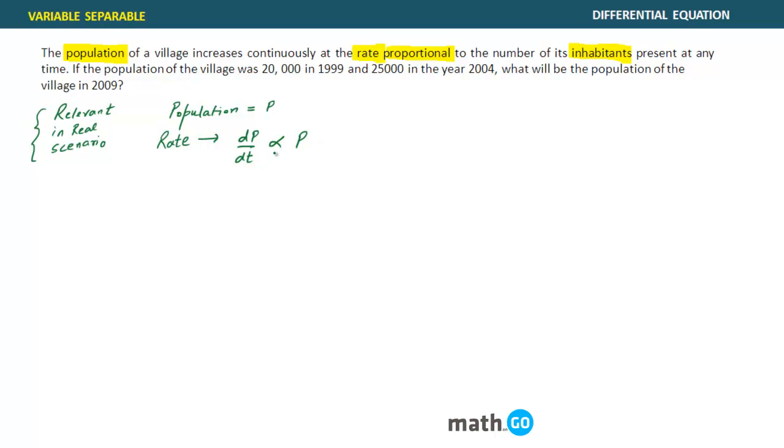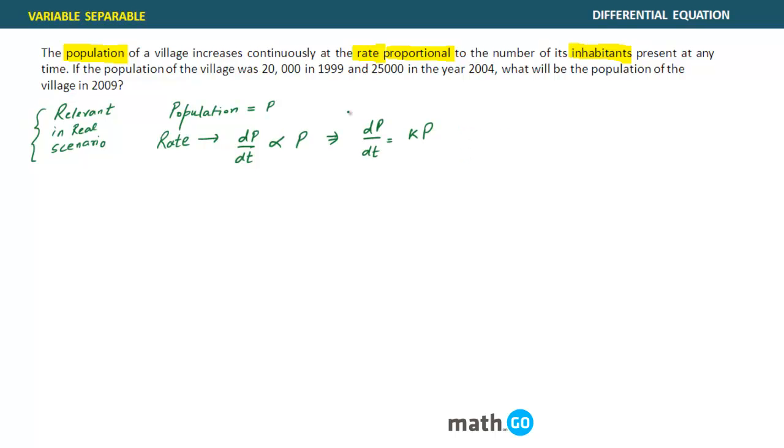The rate of change is proportional to the number of inhabitants present at any time, that is P here. Now if we want to solve this, we know that if you want to remove the proportionality sign, a constant will come, right? So this is K times P, this is given to you. Now this is the equation, right?